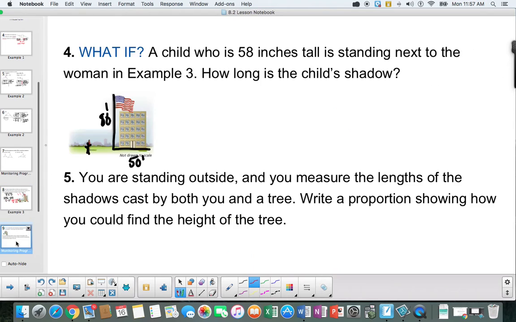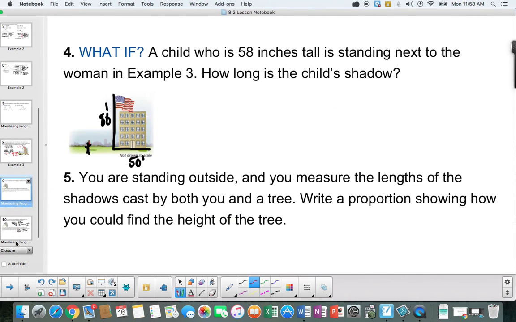All right, let's take a look at this problem and see what you can do. Now that we know that the pole is 80 feet, they're asking us, what if a child is standing right next to the lady, but he's 58 inches tall? How long will his shadow be? See if you can answer number 5. Okay, so stop the screencast and see what you can do.